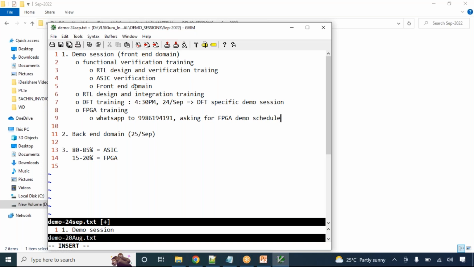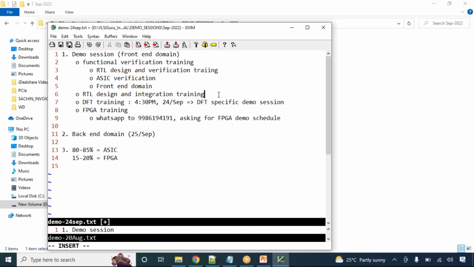Now, why we didn't plan for DFT? I know that there are almost 15 people who want to attend, hence we have already scheduled. For FPGA, we don't have many students, maybe hardly 2-3, so we are also not sure whether they are serious or not. In case you want to attend, we will arrange a demo tomorrow. You just send a WhatsApp saying that I want FPGA demo schedule.